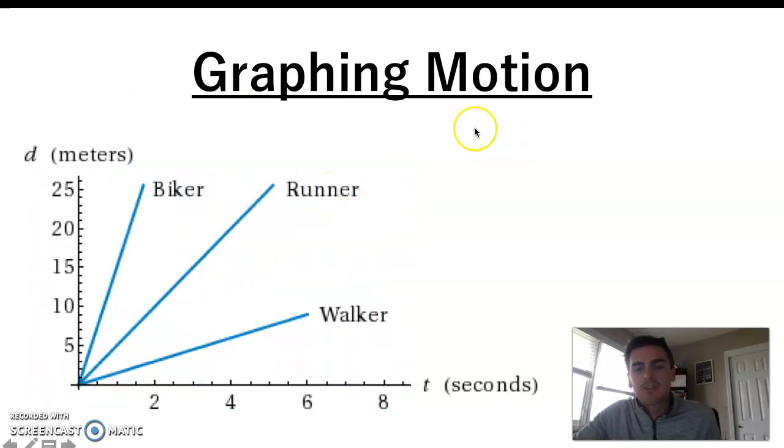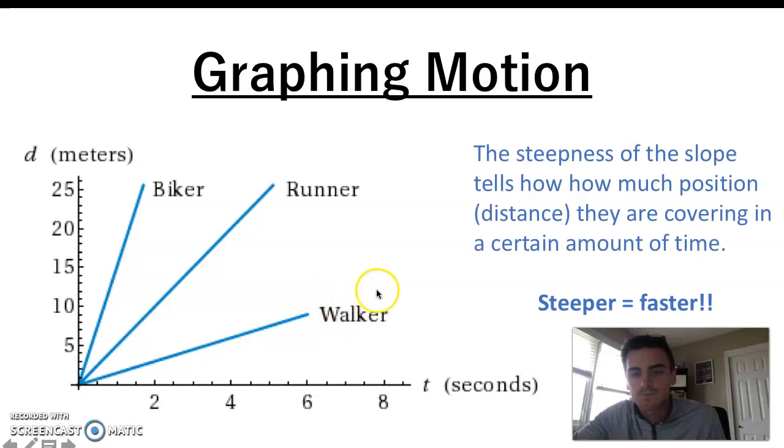Looking at some different things we need to understand here, this is a graph with 3 different types of motion. There's a biker, there's a runner, and there's a walker. All of these are moving away from the origin. But if you look, the biker, for instance, went 25 meters in less than 2 seconds. He's going fast. The runner also went 25 meters, but it took him more like 5 seconds. So he went just as far as the biker did, but not as fast. And lastly, the walker only went 10 meters in about 6 seconds, so he's not going very fast.